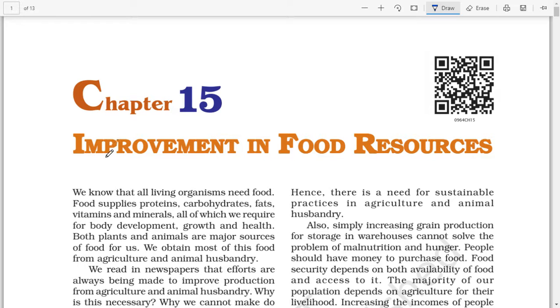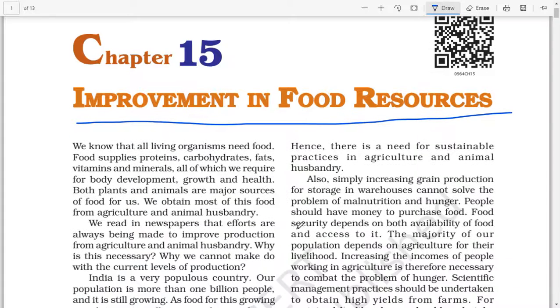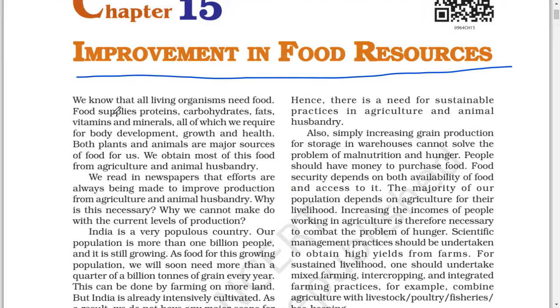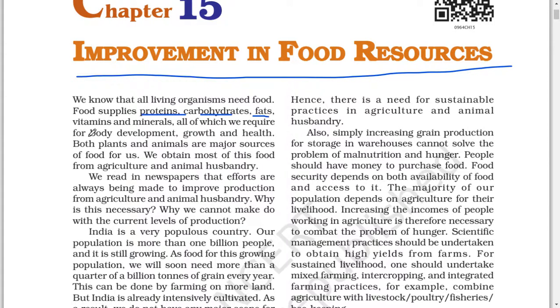Chapter 15, Improvement in Food Resources. We know that all living organisms need food. Food supplies protein, carbohydrates, fats, vitamins, and minerals, all of which we require for body development, growth, and health. Both plants and animals are major sources of food for us. We obtain most of this food from agriculture and animal husbandry.